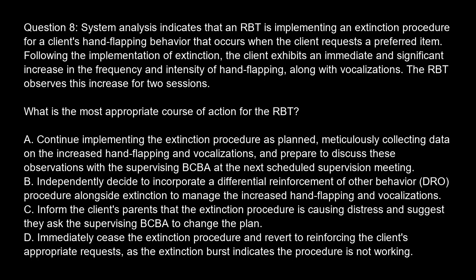Option A. Continue implementing the extinction procedure as planned, meticulously collecting data on the increased hand flapping and vocalizations, and prepare to discuss these observations with the supervising BCBA at the next scheduled supervision meeting. Option B. Independently decide to incorporate a differential reinforcement of other behavior, DRO, procedure alongside extinction to manage the increased hand flapping and vocalizations. Option C. Inform the client's parents that the extinction procedure is causing distress and suggest they ask the supervising BCBA to change the plan. Option D. Immediately cease the extinction procedure and revert to reinforcing the client's appropriate requests, as the extinction burst indicates the procedure is not working.